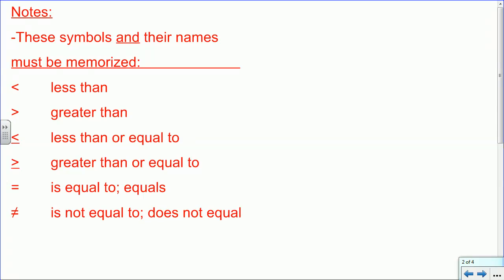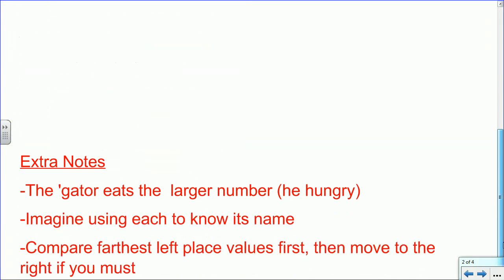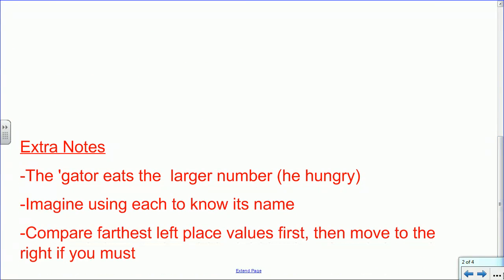There's a few more notes, so no complaints. The first is that I'm from Missouri, so I kind of phrased it Missouri-like. It's the gator eats the larger number, he hungry. We know that's not proper English, so Mr. Barrett would not approve, but hopefully he won't see this.